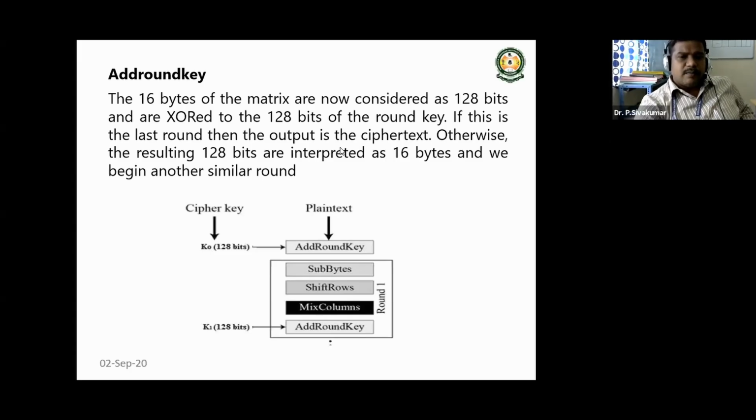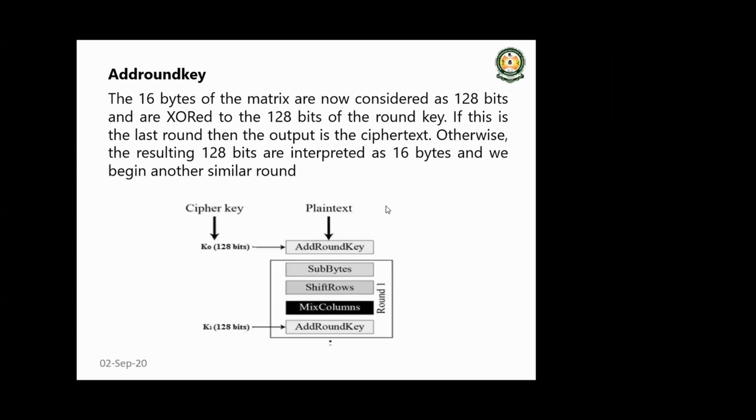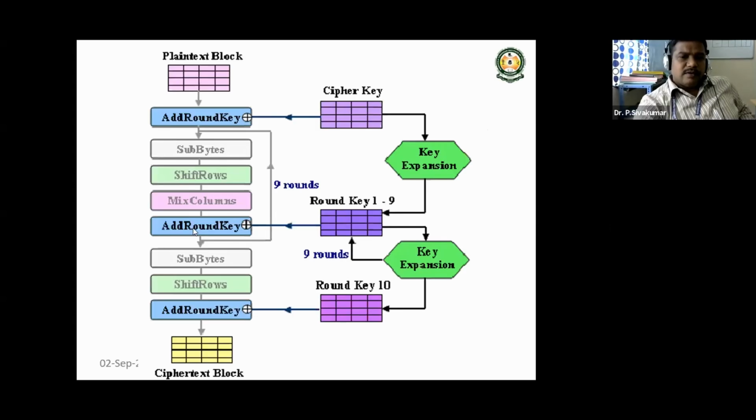How do we represent the 128-bit key? As 4 words, you remember it. So we give the 128-bit plaintext and the key value, represented as 4 words, and then perform the add round key operation. Add round key is nothing but a bitwise XOR, that's all. Then we get one output, and we give that output to the next round operation.